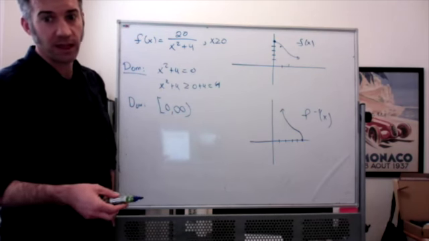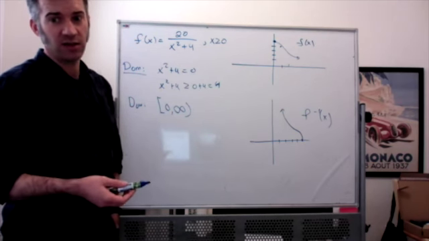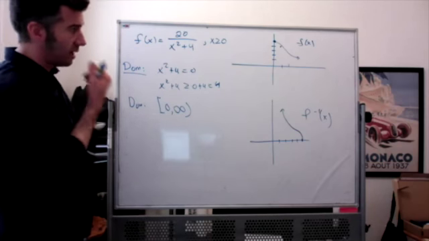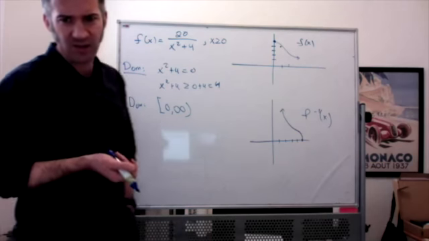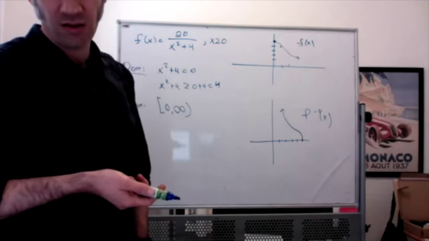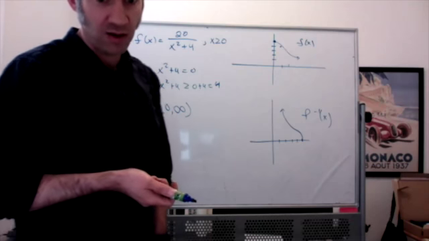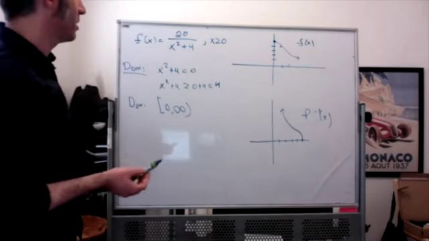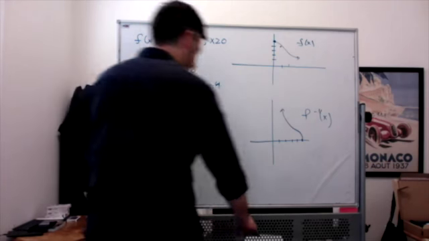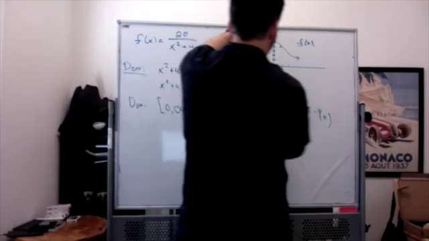Okay. Let's talk about the range. The range is actually a little bit more difficult. Do I want to do this the hard way? That seems very hard. I don't want to do it the hard way. So here's the easy way, and then you can stick around for the hard way if you want. The easy way to do the range here is, again, to think graphically.